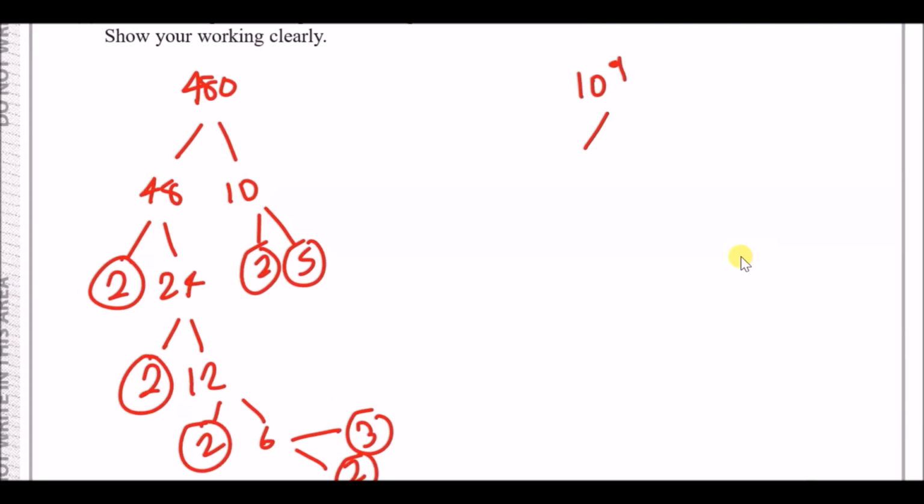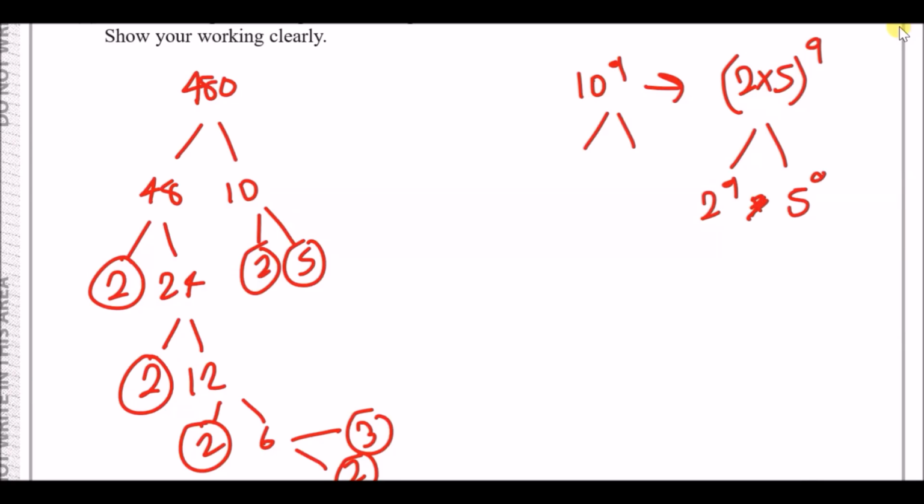Now how about 10 to the power 9? So there's a little trick here. The trick is to really ignore the power, and to rewrite 10 to the power 9 as 2 times 5. We could write this in terms of powers. So we're going to have 2 to the power 9 times, or ignore that, 5 to the power 9. And that's it. We've more or less broken them down. Because we can see that we're going to get 9 sets of 2s and 9 sets of 5s.